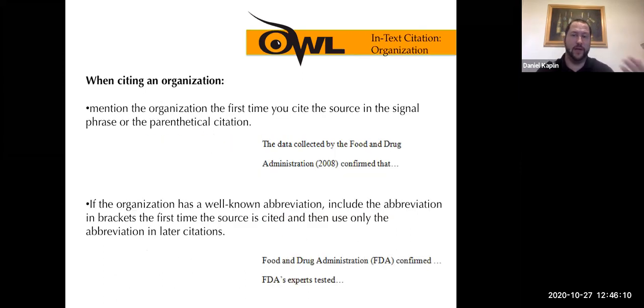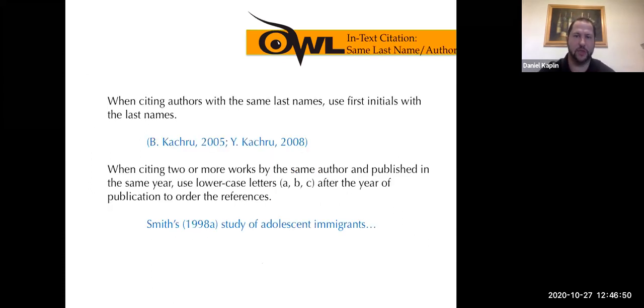If you're citing organizations, you would cite the Food and Drug Administration, but before you use abbreviations, you would have to put it in a parenthetical statement. So if you use the top one, the data collected by the Food and Drug Administration 2008, if you didn't do the abbreviation, then you would still have to write it out again. But it's ideal the first time you mention an organization to put the abbreviation there, so that the next time you use that source, you could just say "FDA experts tested," as you see at the bottom of the page.